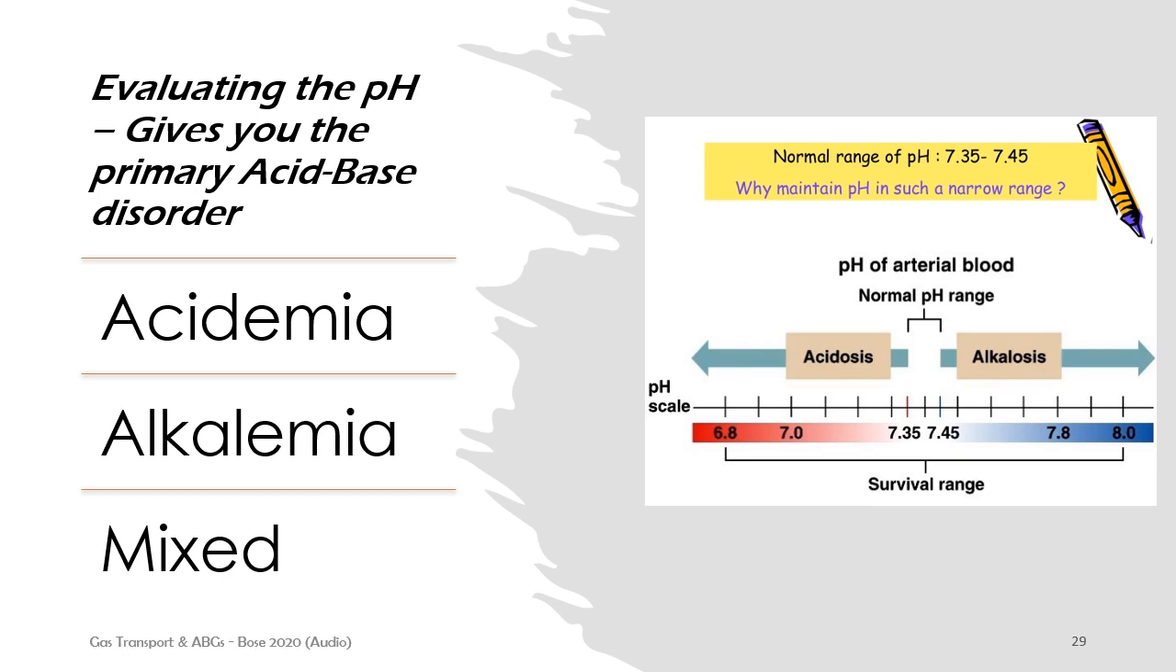This is the pH scale. Recall the normal pH is a tightly controlled narrow range of between 7.35 to 7.45. Below 7.35 there is acidosis. Above 7.45 there is alkalosis.